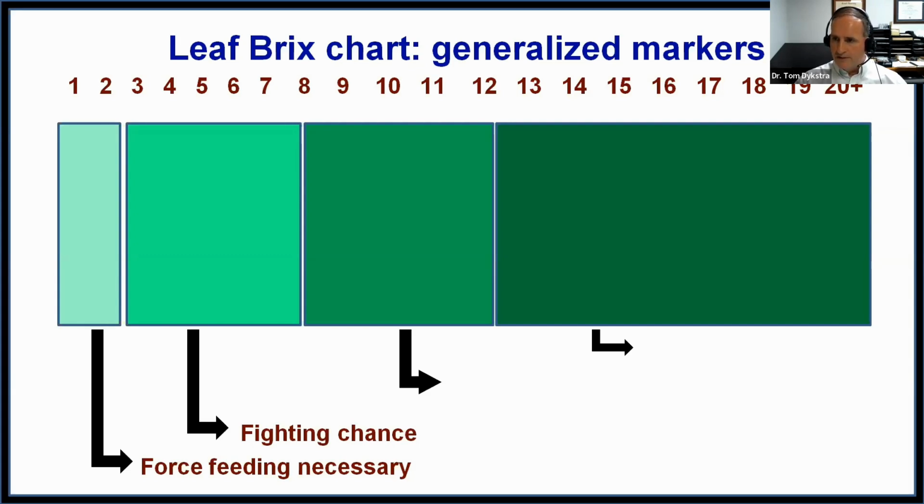This is about 3 to 7 bricks. And this is where most of the crops in the country are grown at. They got a fighting chance because they look okay. They grow, they do pretty well. They're not doing too bad. And this is the second level, and they don't need to be force fed. Maybe they just need to be fed once a week.